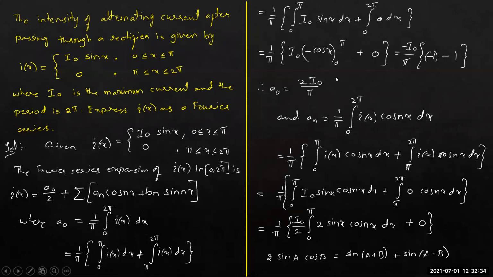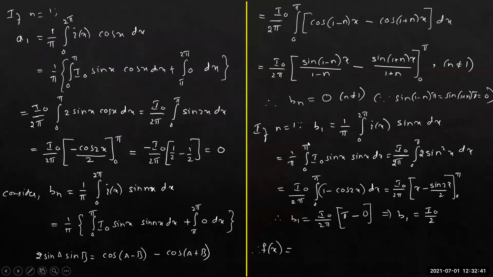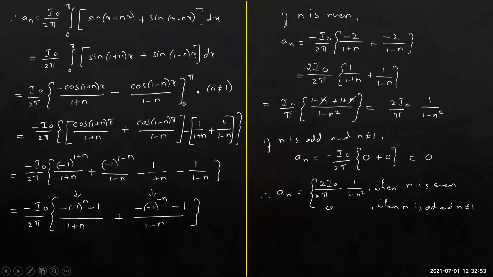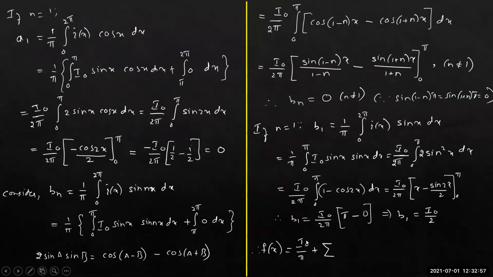A naught is 2 I naught by pi, 2 I naught by pi divided by 2. The 2 can be cancelled, so when you cancel that 2, we'll get I naught by pi plus summation an into cos nx. As you already saw, an exists only for even values, so I'm just writing summation where n takes only even numbers, 2, 4, 6, and so on.